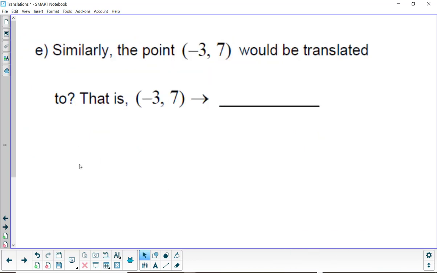All right, so give part E a try here. What would -3, 7 map to under this translation? Again, press pause. Again, don't look until you've tried this. And so this would map to 2, 7. Again, y doesn't change, but the x increased by 5 because we went to the right 5 units.